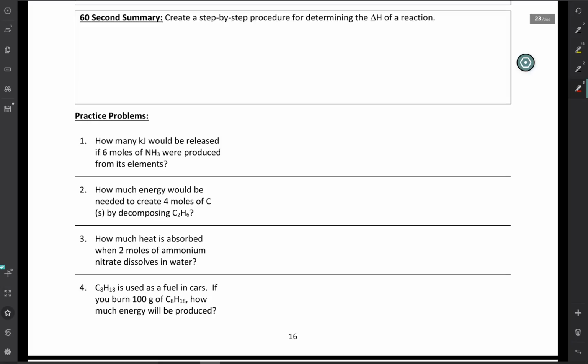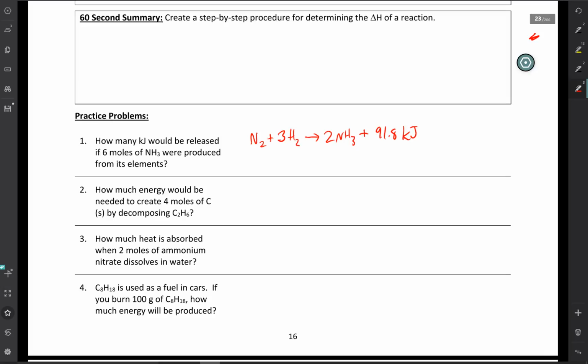So question number 1 is asking how many kilojoules would be released if 6 moles of NH3 were produced from its elements. Okay, so if you look at table I, you can find this reaction. N2 plus 3H2 yields 2NH3, and this has a delta H value of negative 91.8 kilojoules, so the negative is telling me it's exothermic, so I'm okay to put heat as a product. So I know that when this reaction occurs, roughly 92 kilojoules of energy are released.